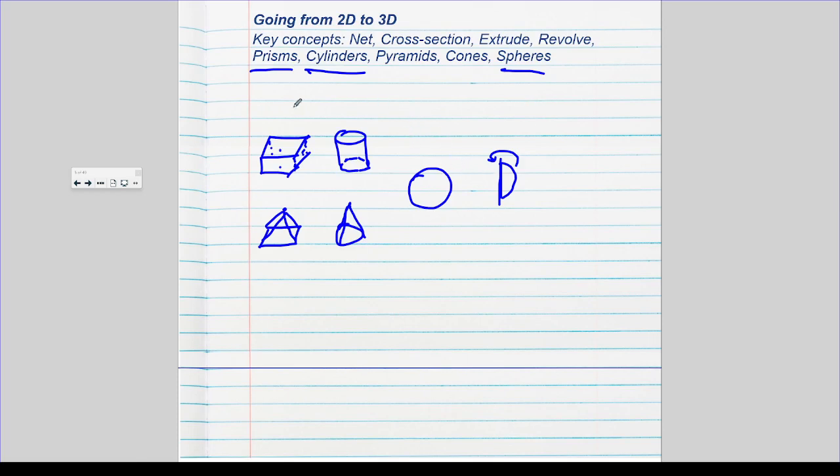So that's our intro to 3D stuff. Just a brief overview. We'll go into surface area and volume of all of these shapes in the next couple of days.